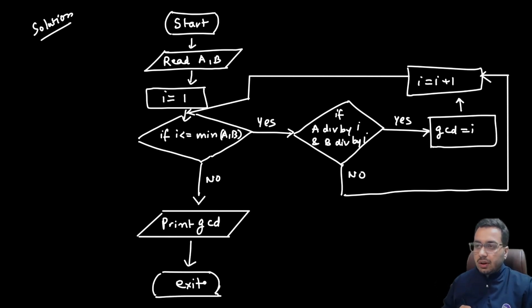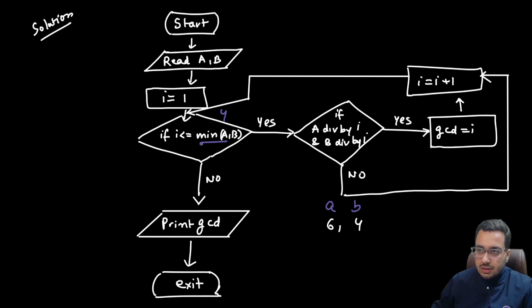Now let us try to dry run this code for, let's say, 6 and 4. Okay, let's say a is 6 and b is 4. Let's say this is what a and b is. So we'll run this code from 1 to 4. Okay, so when I is 1, is 1 less than minimum of a and b? So minimum of a and b is 4.